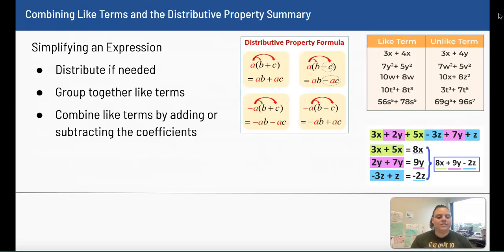The last thing you need to do is fill in your summary. I've left 3 lines blank for you to fill in. That's simplifying an expression. You distribute if needed. You group together the like terms, and then you combine the like terms by adding or subtracting the coefficients. I've included here a picture of the distributive property, a picture showing some like and unlike terms, and one final expression here showing combining like terms. Please feel free to draw these into your notes if they are helpful for you, but you are not required to draw them in.